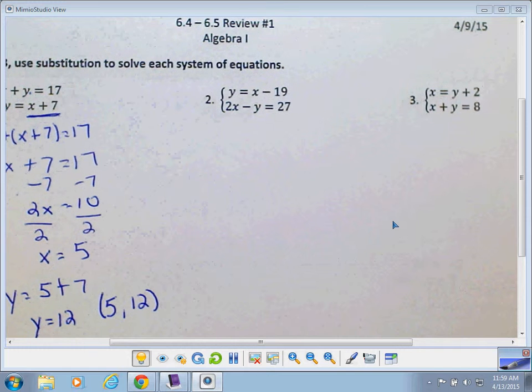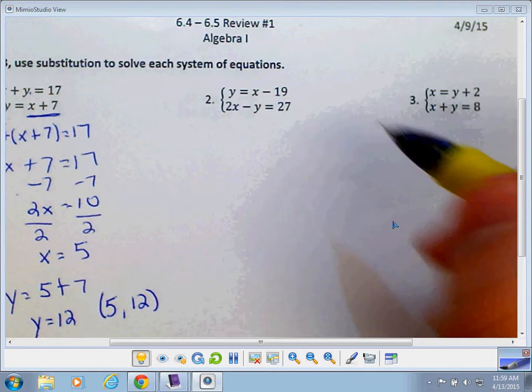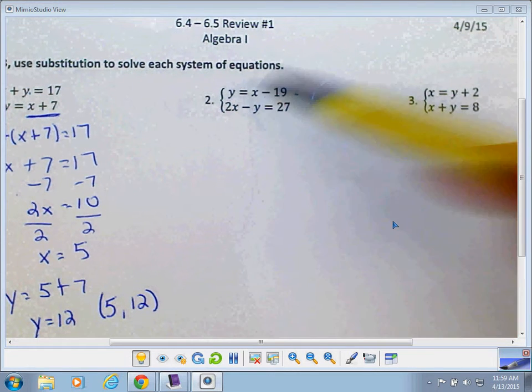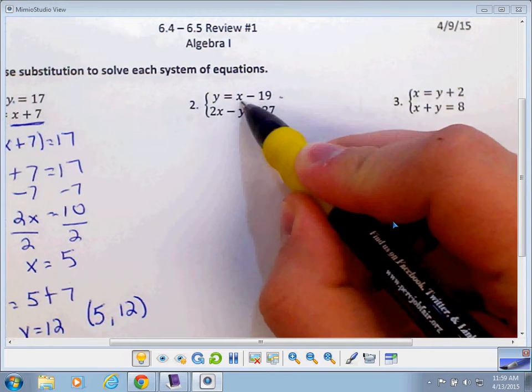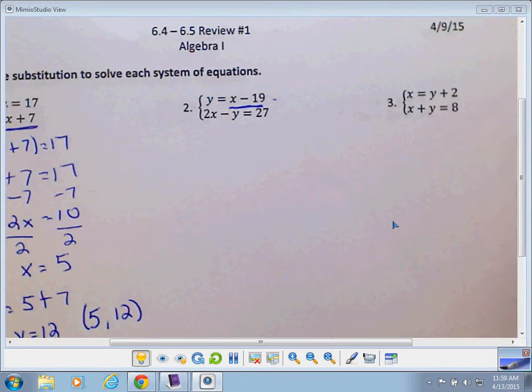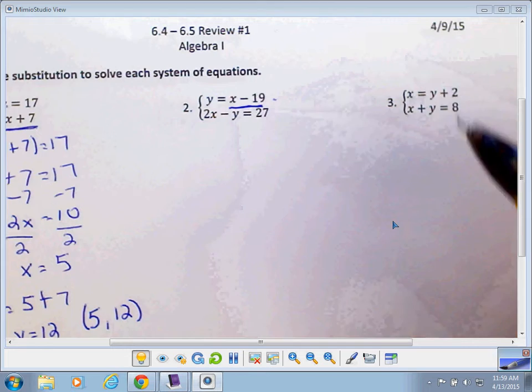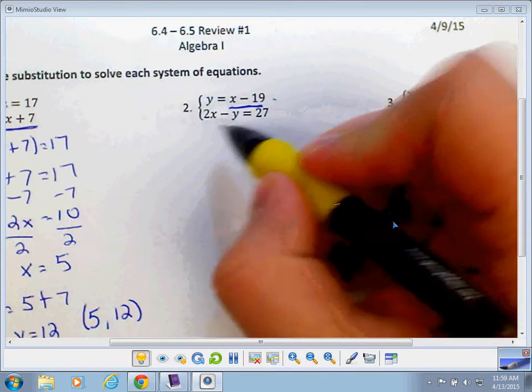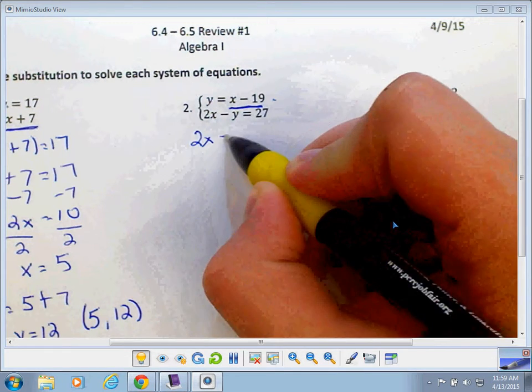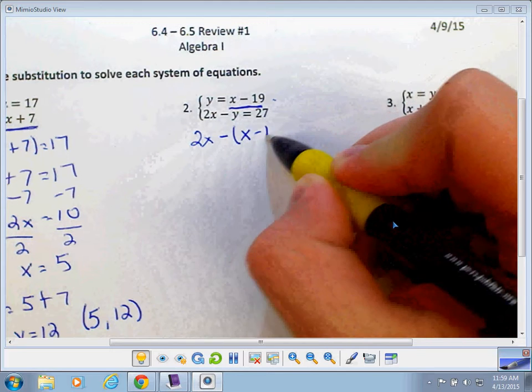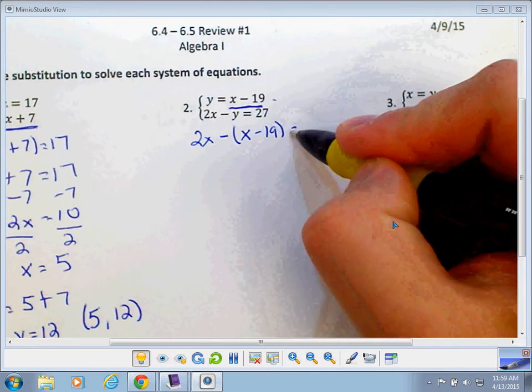Now let's look at number 2. Number 2, we have our first equation here has y by itself. So that means we're going to plug in x minus 19 wherever we see a y in the second equation. So 2x minus (x minus 19) equals 27.